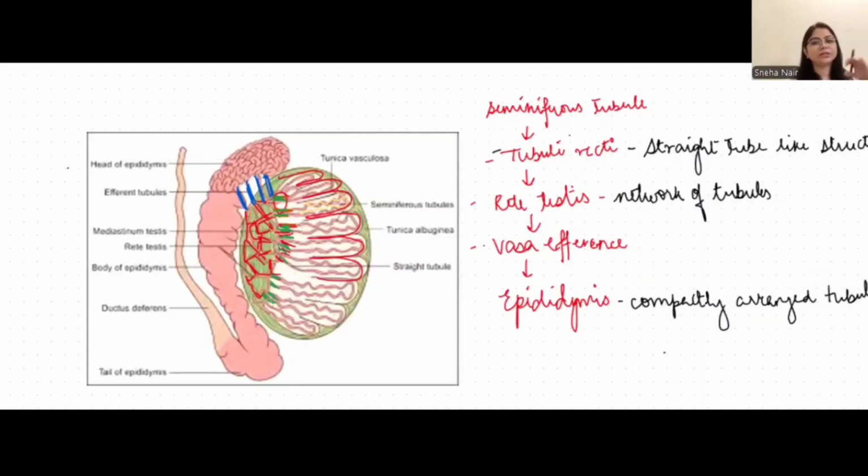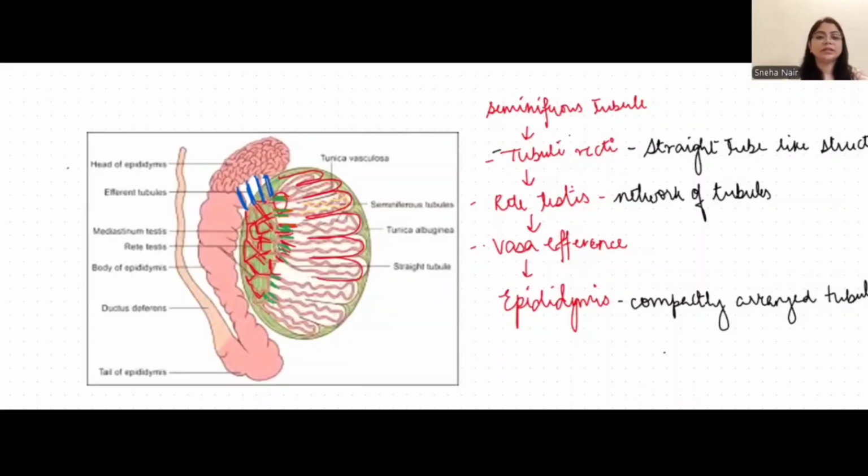The lining of the epididymis consists of pseudostratified epithelium that releases some nutritive substance. The sperm absorb the substance and they become mature. So the epididymis plays a very important role here, in that it helps in maturation of sperm. Also, it temporarily stores the sperm until they are ejaculated out of the body.